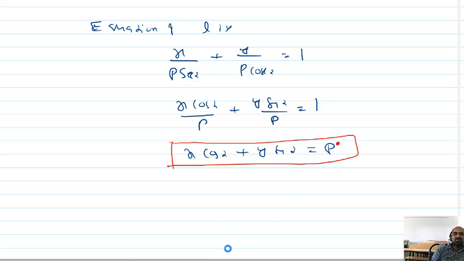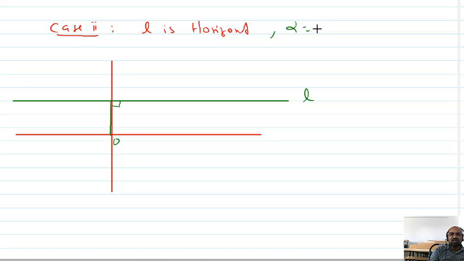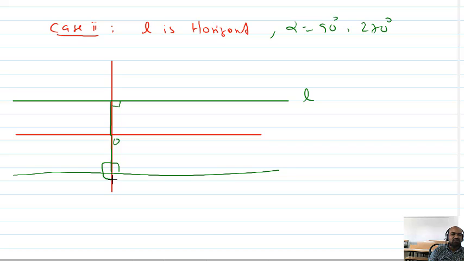Okay. Next, students, case 2. L is horizontal. In this case, alpha equals 90 degree or 270 degree. I will show you that also. If you take the line here, this is the normal. How much angle is the normal making? I can say 270 degree. We can take 270 degree or 90 degree. Both give the same meaning.